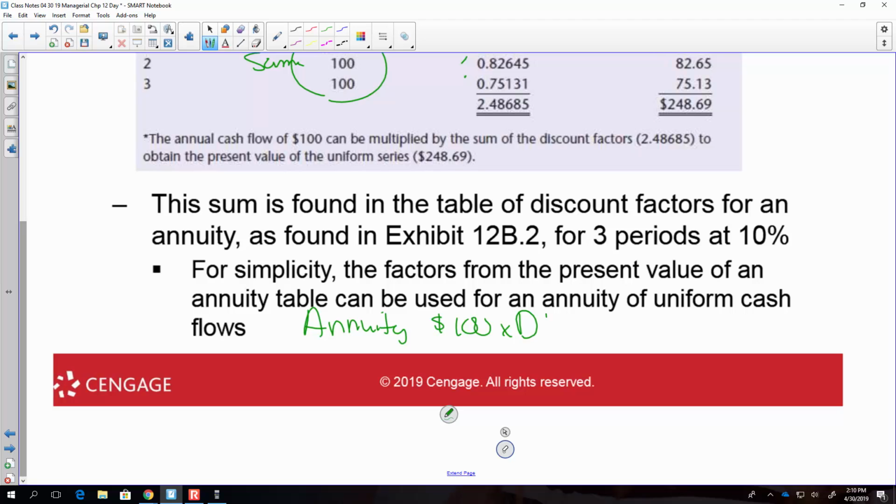So that's what we're trying to wrap up here. Let's just know the difference between the two tables. One's the present value, one is the present value of an annuity.